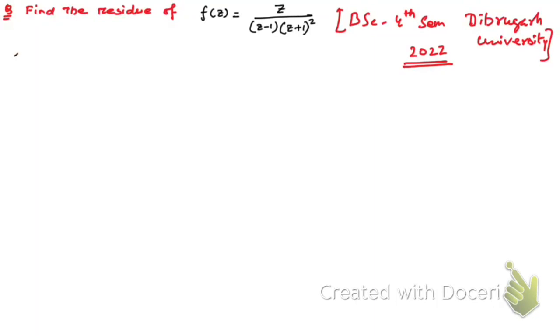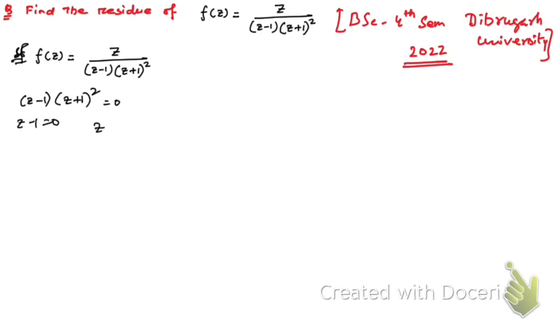So now let me write the given function first. Let me copy this. So here is the given function. Let's find the poles first. So what are the poles? Z minus 1 into z plus 1 whole square is going to be equal to 0. Equating with 0, z minus 1 is equal to 0, and z plus 1 whole square equal to 0, so z plus 1 into z plus 1 is equal to 0, which is going to give you z is equal to minus 1, and z is equal to plus 1, right?